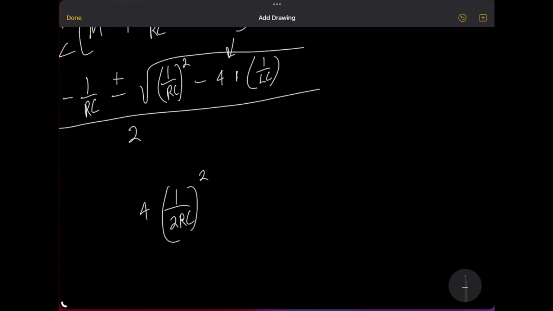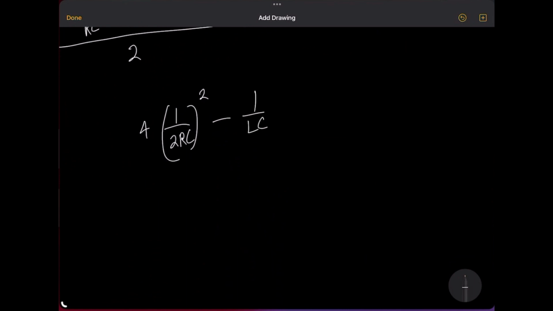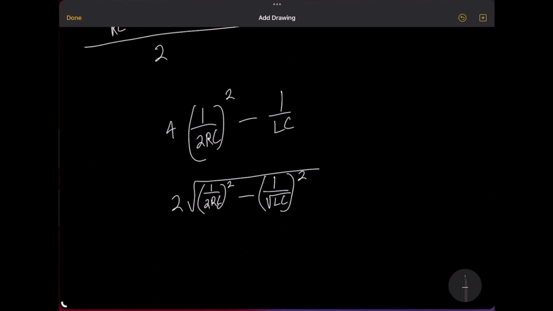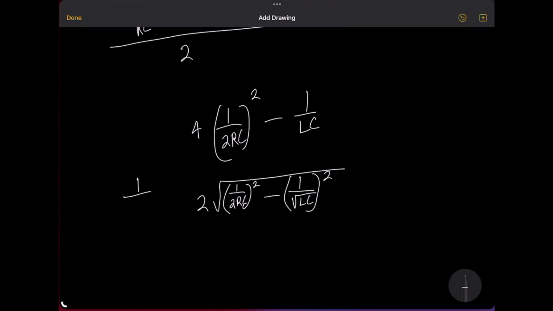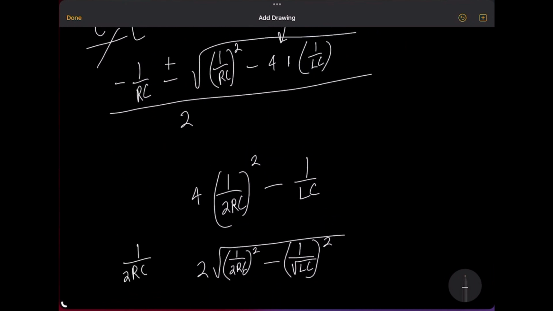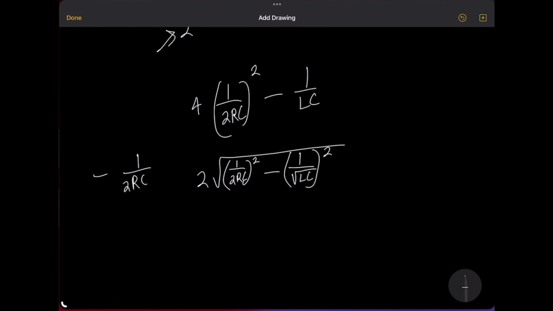Okay. And since we're factoring out that 4, minus 1 over LC, it's going to be factored out. So we can bring that outside. It's going to be 2 root 1 over 2 RC squared minus, this is how they set it up, the square root of LC. We're just making that happen. And to fix it, we just square it again. 1 over 2RC. That 2 comes from this here. It's negative though. And then this 2 is going to cancel there, so it's going to go away.